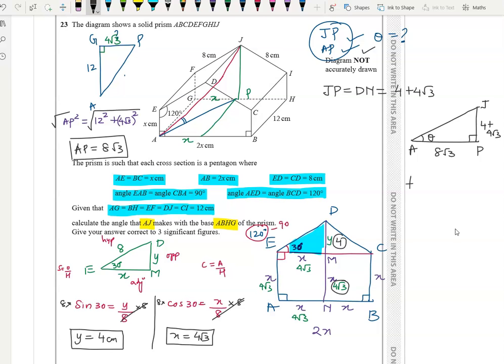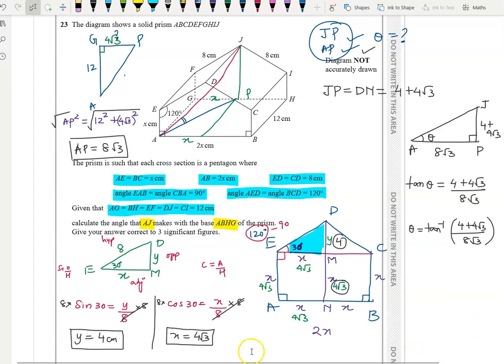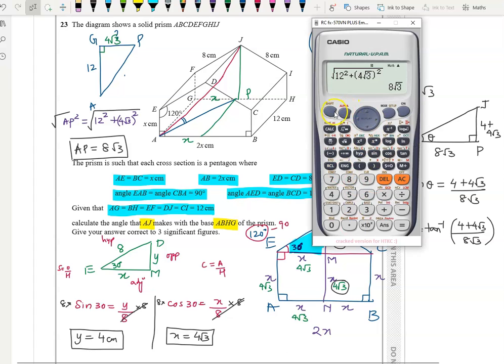So you can use the tan ratio. So tan theta, which is opposite upon adjacent, will be 4 plus 4 root 3 upon 8 root 3. To find the value of theta, take the tan inverse. So tan inverse of 4 plus 4 root 3 upon 8 root 3. Put this in the calculator and you get your final answer. So you need tan inverse of 4 plus 4 square root of 3 over 8 root 3.